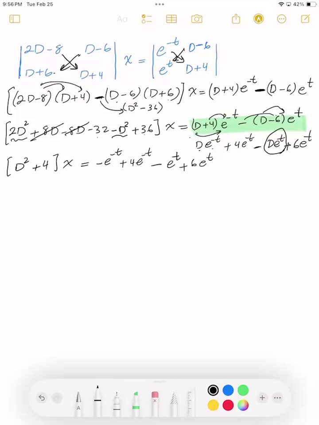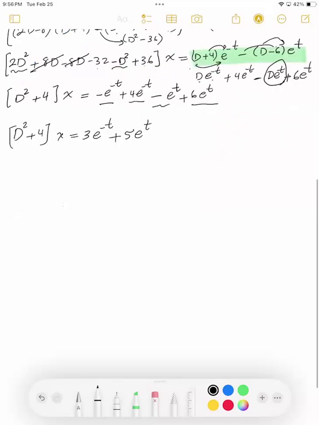I'm going to simplify this side. We have d squared plus 4x is equal to, these are like terms, we get 3e to the negative t. These two are like terms, we get positive 5e to the power t.